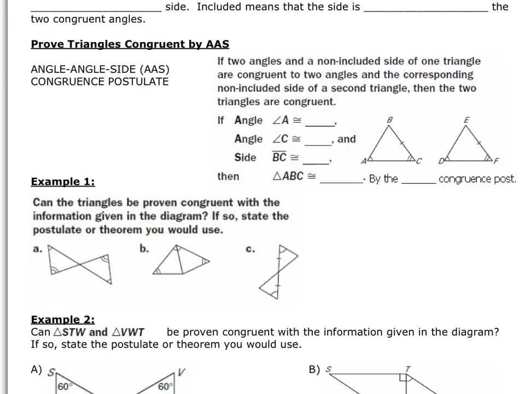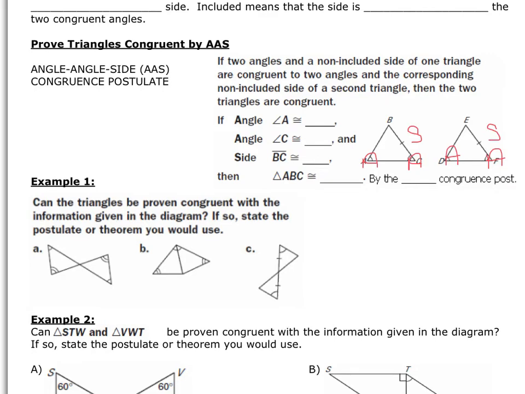Next is angle, angle, side. So here you have a picture of angle, angle, side. When you have two consecutive angles and then a side that's only touching one of them, you can say the triangles are congruent. So angle, angle, side.